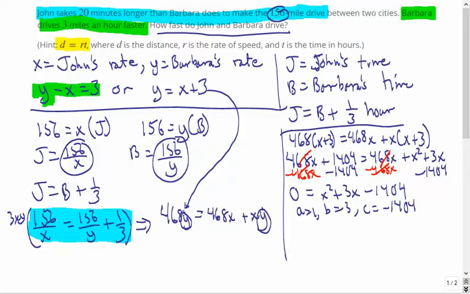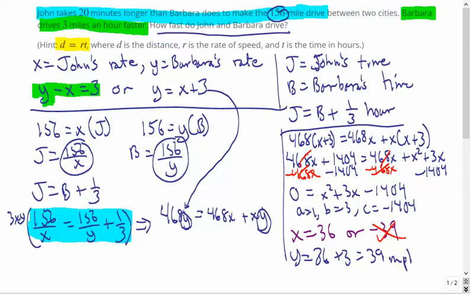We go back to our problem here. We get that x is equal to 36 or negative 39. Well, it can't be, again, negative 39. So 36 is our answer. And what is y then equal to? Well, remember, y is x plus 3. So y is 36 plus 3, or 39. So this is Barbara's rate is 39 miles per hour. Again, that's 3 miles an hour faster than John's rate of 36 miles per hour.